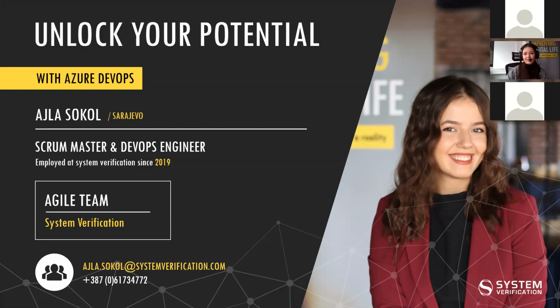Let me just shortly introduce myself. I'm from Sarajevo, Bosnia and Herzegovina, and I completed my bachelor's degree in electrical and electronics engineering. Currently, I am working on completing my master's degree in computer science. I have been employed in system verification since the beginning of 2019, and during this time, I have worked in a couple of different roles. Right now, my focus is on being a Scrum Master and an Agile coach, and also partially a DevOps engineer.